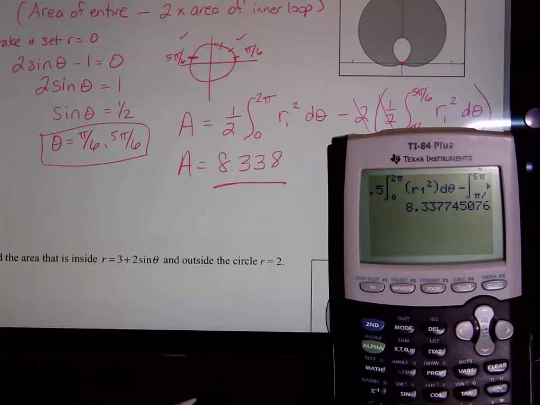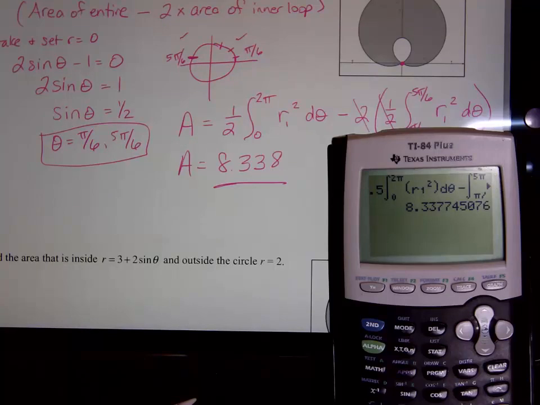A question was asked during my other class, which I think is good to mention on video. Do they want units on these? And the answer is, 99% of the time, no. Unless the problem specifically addresses units like square inches or square meters, don't worry about units. Just put the answer. No units necessary.